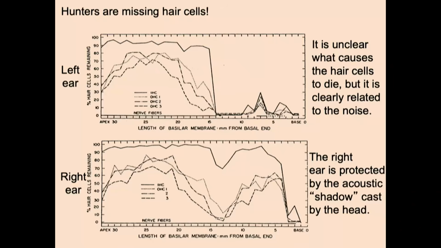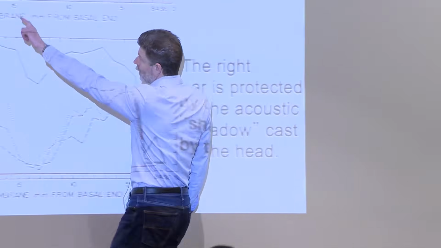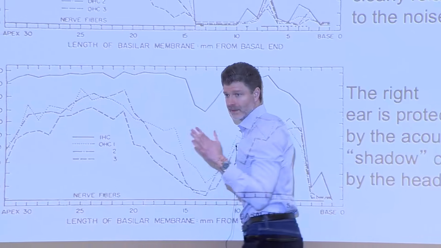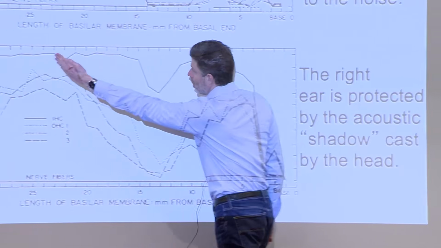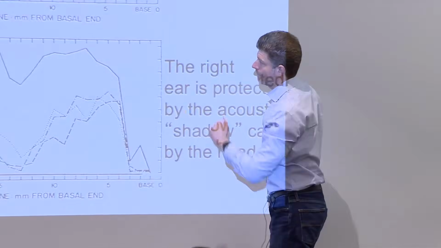Okay, eventually the people who became hunters passed away and donated their ears to science, and this is the results of autopathology done on their ears. Okay? So we've got the left ear and the right ear, and these are the counts of inner hair cells and outer hair cells. And so there's 3 lines, because there's 3 rows of outer hair cells typically, right? Along the length of the basilar membrane, all right?